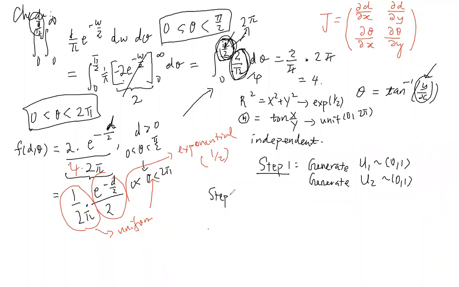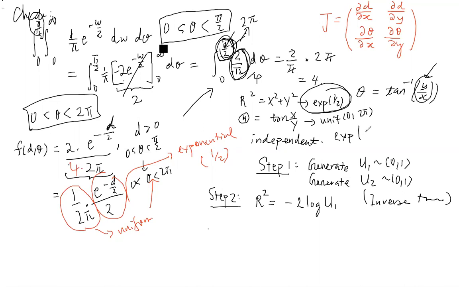Then step 2. So we want to generate an exponential random variable. Okay, so that's our R square, right? So R square is equal to minus 2 log of U1. Okay, remember your inverse transform method, right? Your inverse transform for generating exponential lambda from the uniform is basically through this transformation.